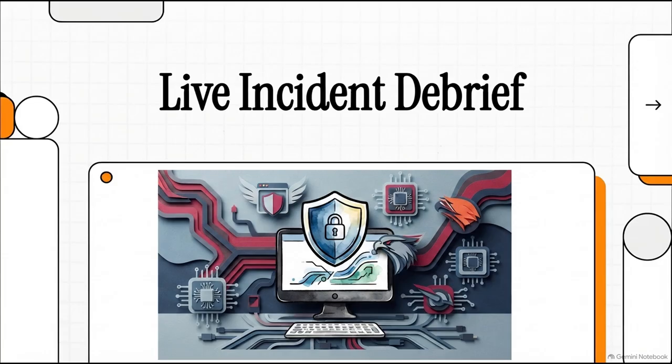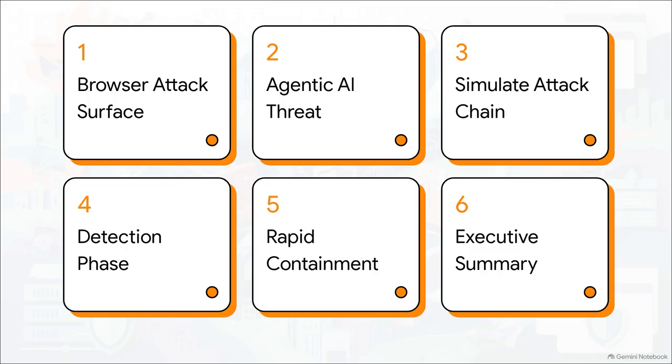And we're doing it by leveraging the combined power of Seraphic browser security and CrowdStrike's AI detection and response, or ADR. So we're getting out of the theoretical stuff today and jumping right into a live, simulated lab environment. Here's the chronological attack path we'll be investigating today. First, we'll look at the browser attack surface, then the agentic AI threat, followed by simulating the attack chain. From there, we move to AI detection and investigation, rapid response and containment, and finally, an executive incident summary.